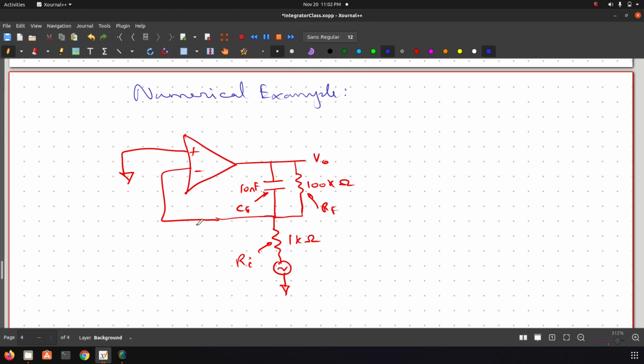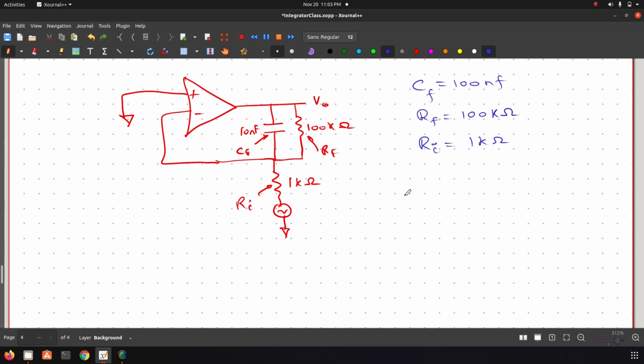So this is an integrator. The feedback capacitor is 10 nanofarad, the feedback resistor is 100k, and the input resistance is 1k. So CF equals 10 nanofarad, RF equals 100 kilo ohms, and RI equals 1 kilo ohm. So the question is, what's the maximum DC gain?